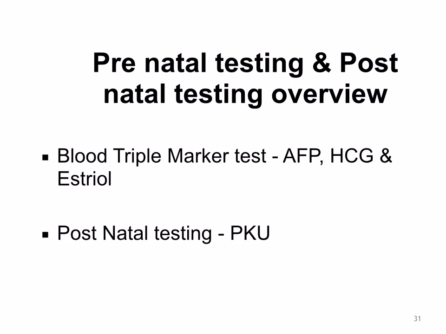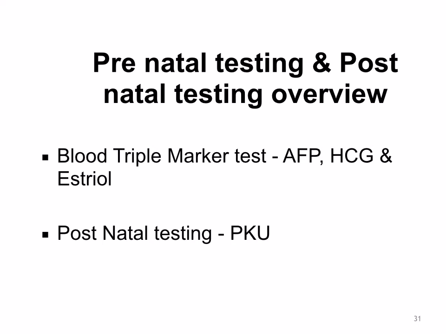Then the third one is estriol, and the placenta produces estriol too, unconjugated estriol. And if it is low, then baby can have Down syndrome. Okay, so I just wanted to give a little bit of overview about that.